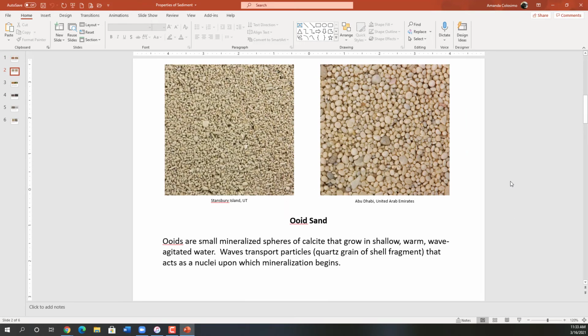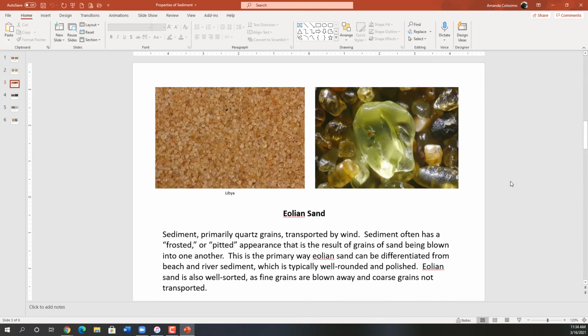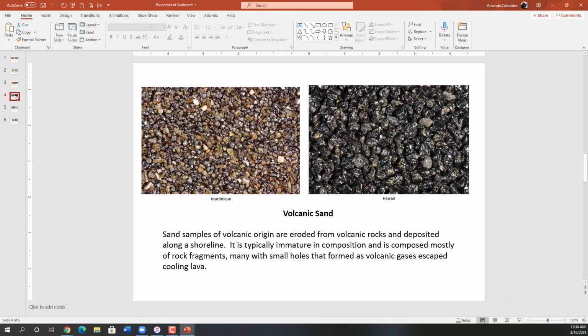Another type of sand is called ooid sand. Ooid sand is really common in evaporative basins where you have shallow water that's sloshing back and forth, and you have a lot of calcite that is dissolved in the water. And so due to evaporation, these little balls of calcite form. And that is the building blocks, really, of oolitic limestone. Okay. Then as we go down here we have some Aeolian sand. This Aeolian sand, again, is transported by wind, and it has a frosted or pitted appearance.